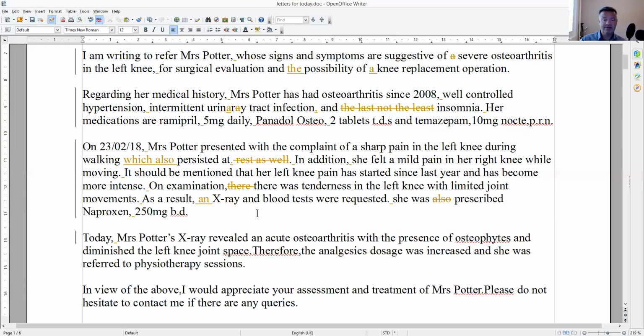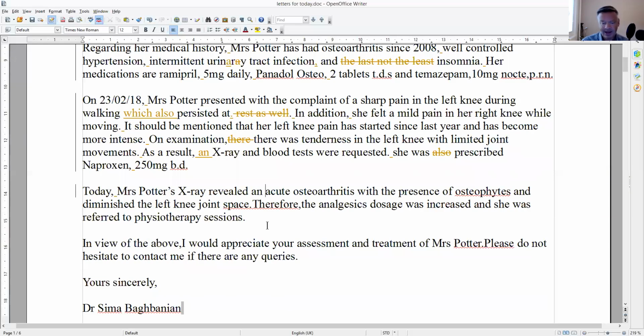Today, Mrs. Potter's X-ray revealed. Now, again, I wouldn't use an indefinite article there. Mrs. Potter's X-ray revealed acute osteoarthritis, because it's a condition, so we don't usually count it. We don't usually have it as a countable noun. With the presence of osteophytes and diminished left knee joint space, you don't need the article.